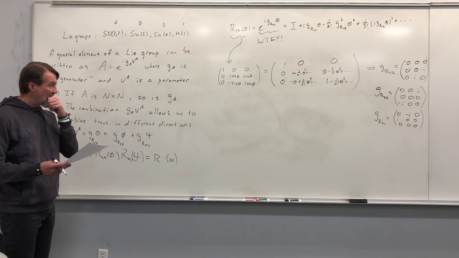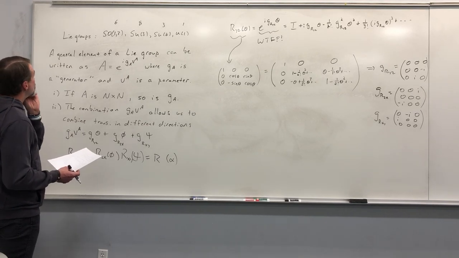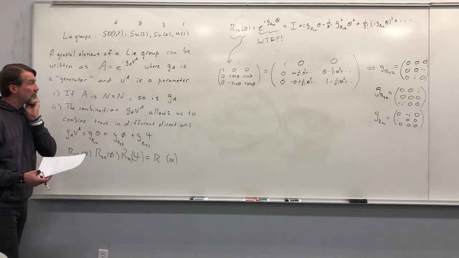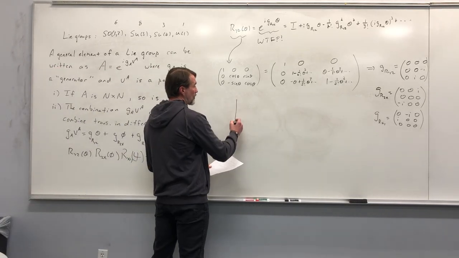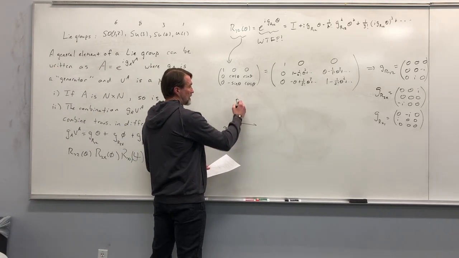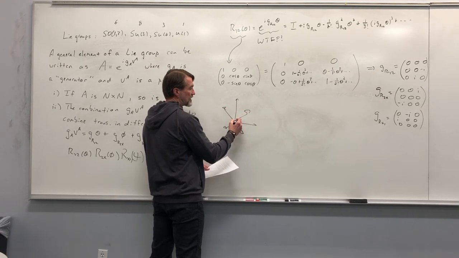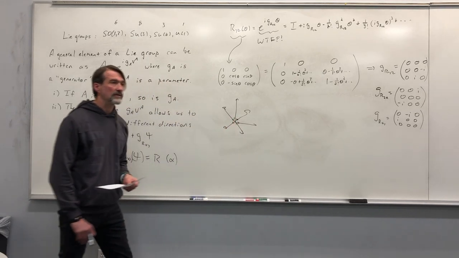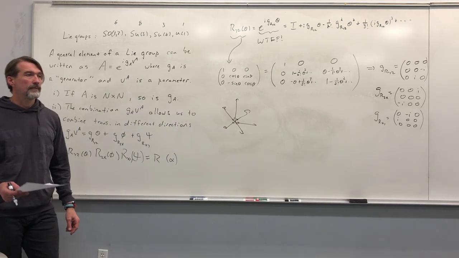Now, oh wait, hold on. A Lie group is a manifold, and now we can imagine that in that manifold, these generators are basically the tiny vectors that point from the origin out. That's the generators, okay?